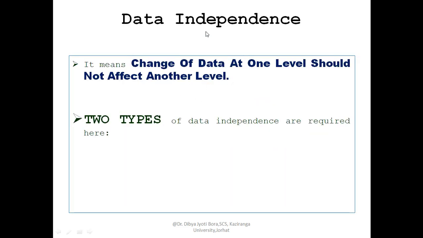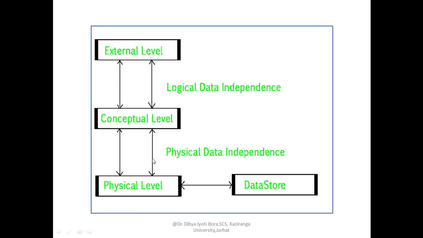So data independence. What do you mean by data independence? Data independence means that the change of data at one level should not affect another level. Suppose at one level some modification is done, that should not affect the other level. Look at this diagram from the last class about the three-tier architecture. We have physical level, conceptual level, and external level. I told that these three levels are interrelated but independent.